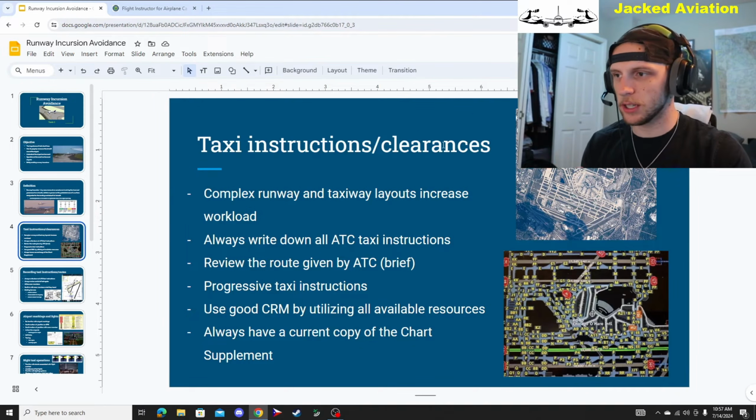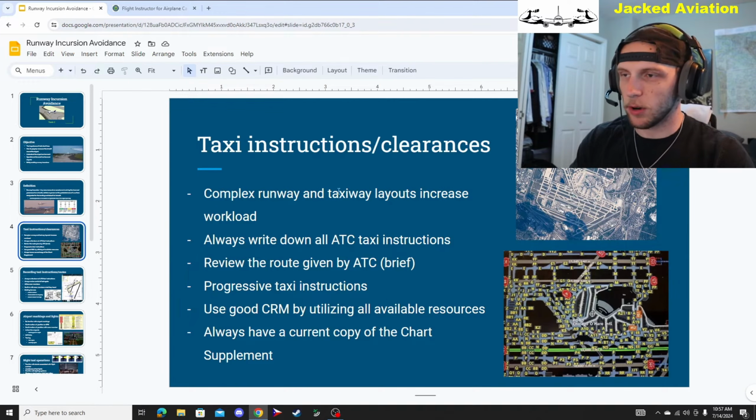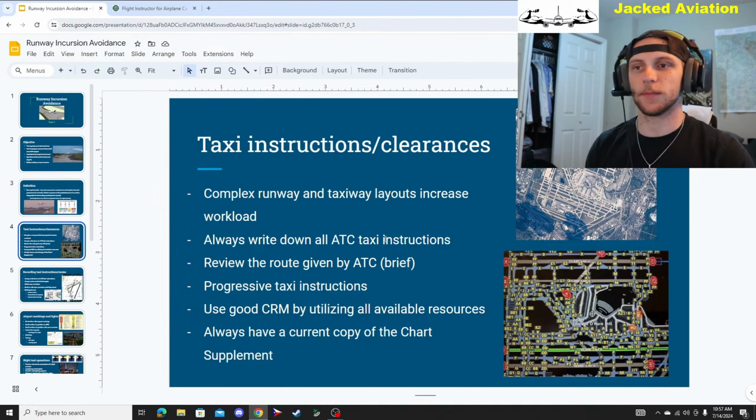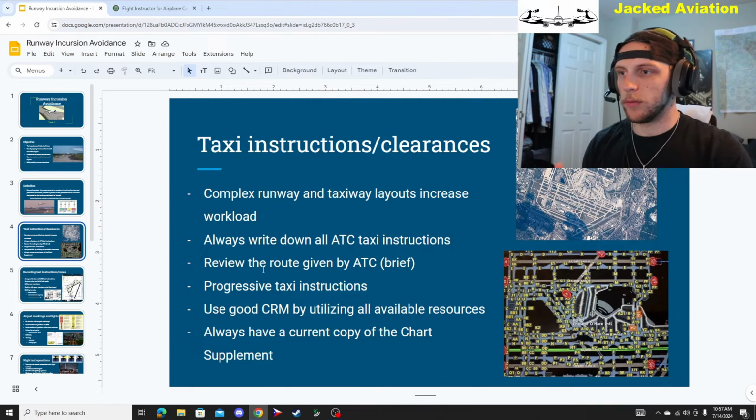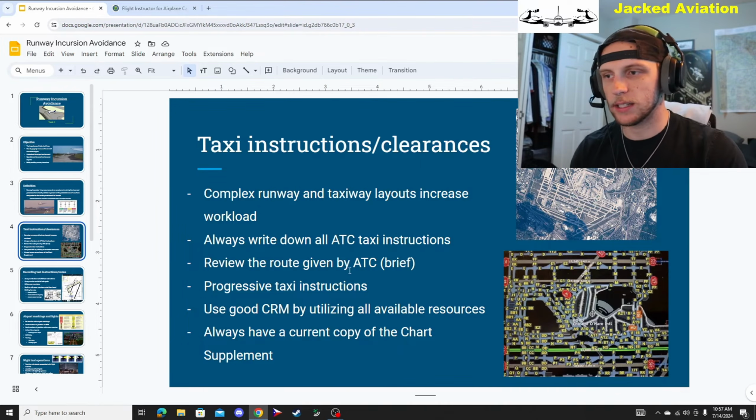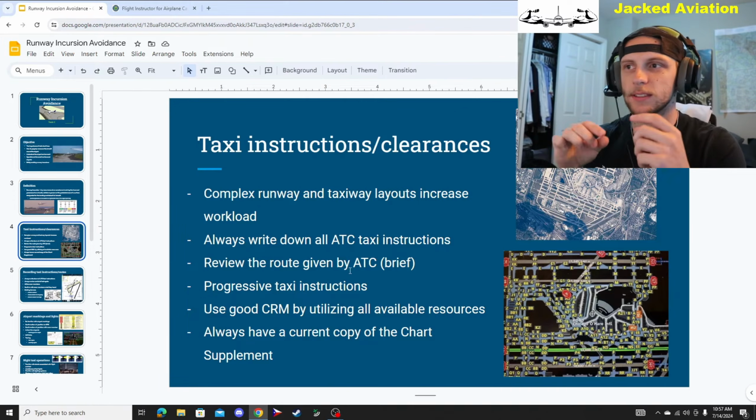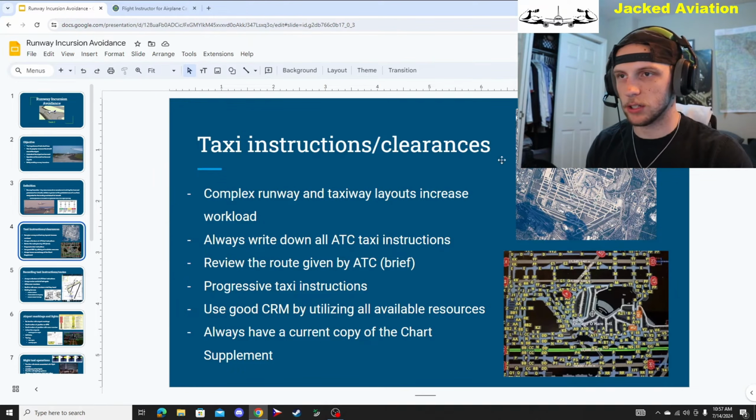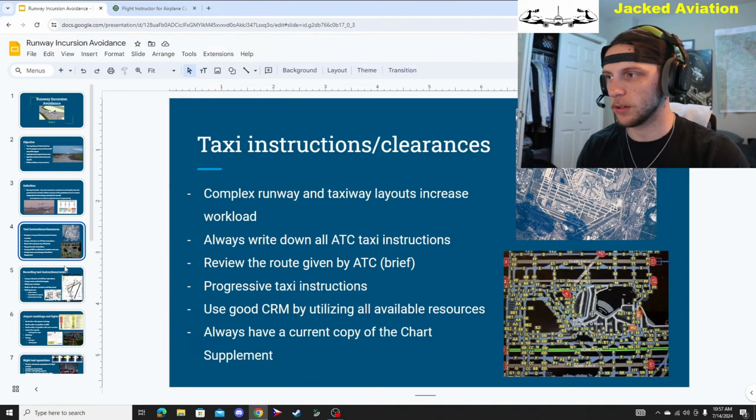So taxi instructions and clearances. Complex runway and taxi layouts increase workload. That's logical, right? Always write down all the ATC taxi instructions. That sounds logical as well. Review the route given by ATC, or the brief. Progressive taxi instructions. You see how it's just little things that have to do with the overall subject of what you're trying to accomplish, right? So this is going to be just little dash marks, little sections that apply to the overall subject.